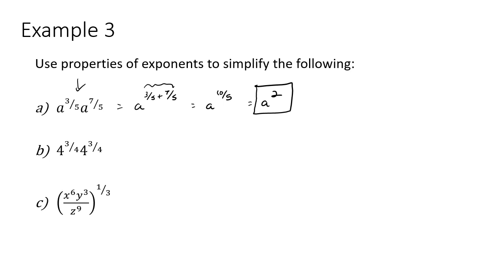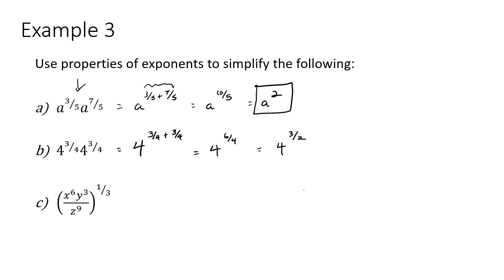Part B is really similar. We've got the common base of 4 between the two expressions, and so we would just add the exponents together. 3/4 plus 3/4, which would give us 6/4, which is a fraction that reduces. You can divide both the numerator and denominator by 2, so that would be the same as 4 to the 3/2 power, which is something we actually saw in the previous example.